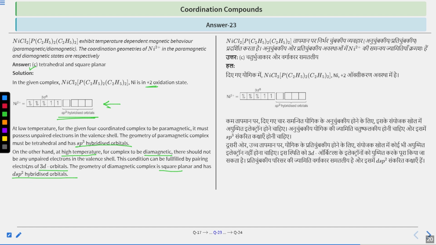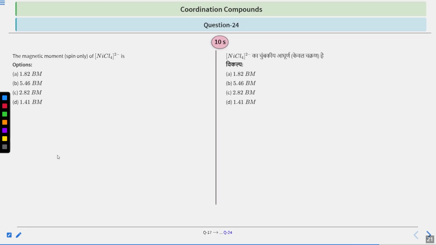Right? So dsp2 hybridized molecule is having square planar structure, and sp3 hybridized molecule is having tetrahedral structure. That's why nickel in the +2 state, in the paramagnetic and diamagnetic states, will show tetrahedral and square planar geometry respectively. Thus, our option C is the correct answer. Okay, now let's move on to the next question. Question number 24. The magnetic moment spin only of NiCl4 2 negative is.